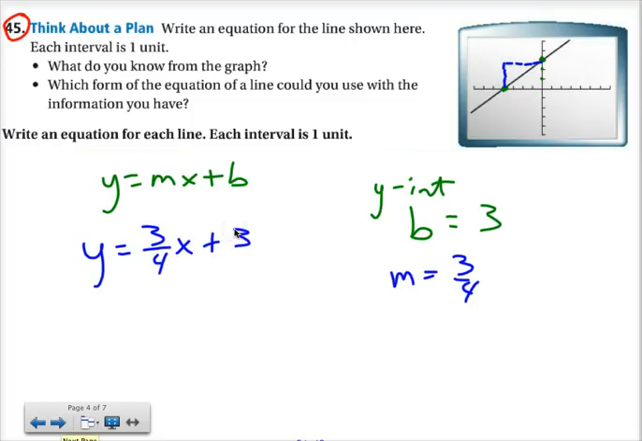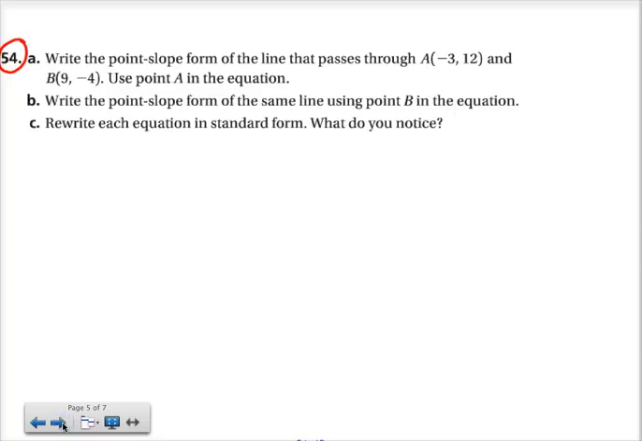And there's a couple bullets here to try to help you if you're stuck. You know, what do you know from the graph? We can see the y-intercept, and we can also see and count the slope. And then which form of the equation of a line could you use with the information you have? As long as we can pick out that intercept and we can count that slope, we sure can use slope-intercept form for number 45. Okay, now the next one that I thought anybody would ask for was number 54.